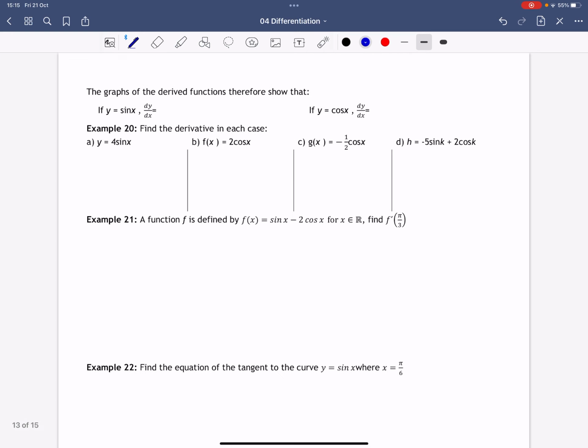Okay, so if y is equal to sine x, then dy by dx is going to be equal to cos x. If y equals cos x, then dy by dx is equal to negative sine x.